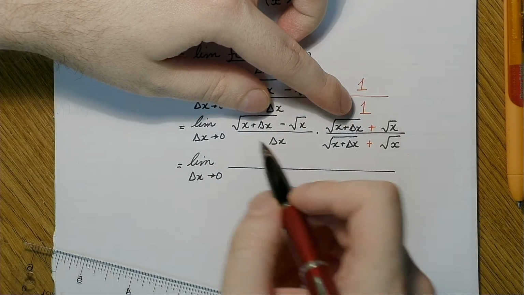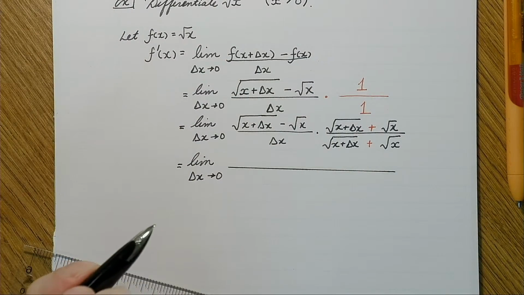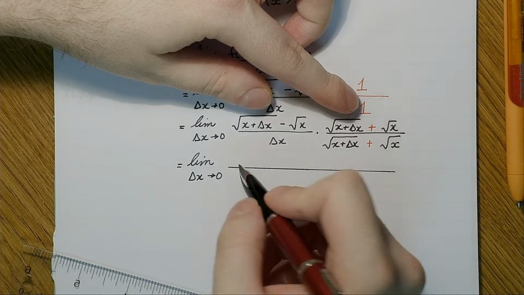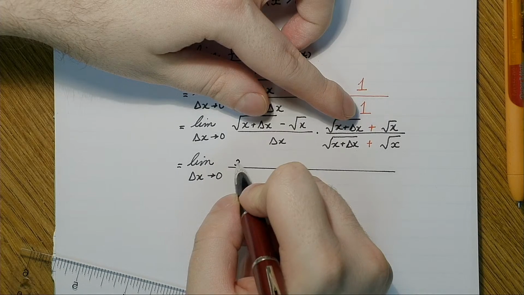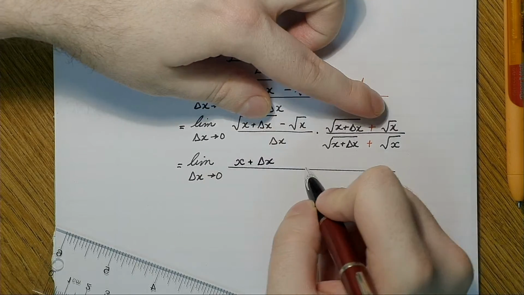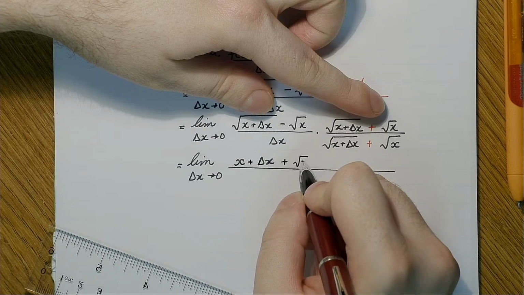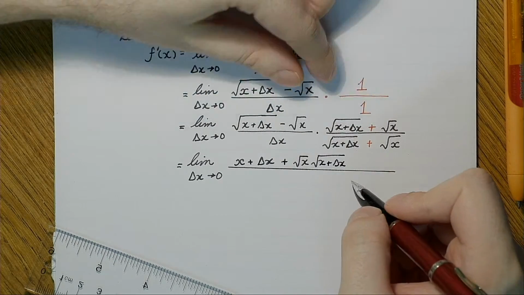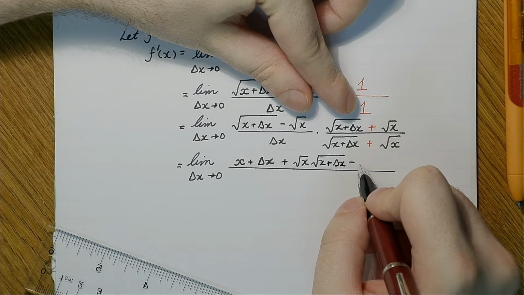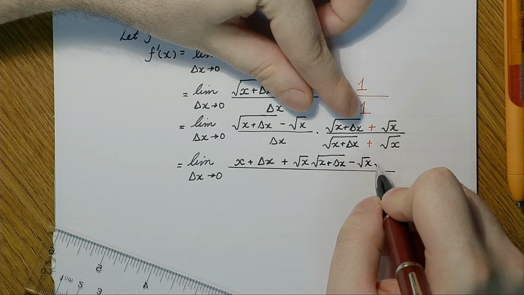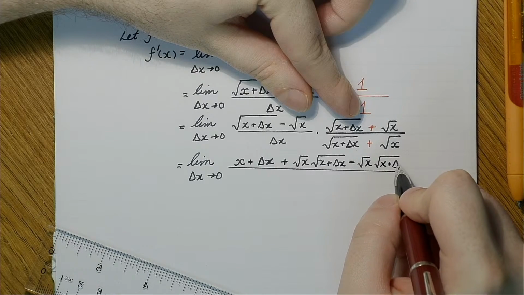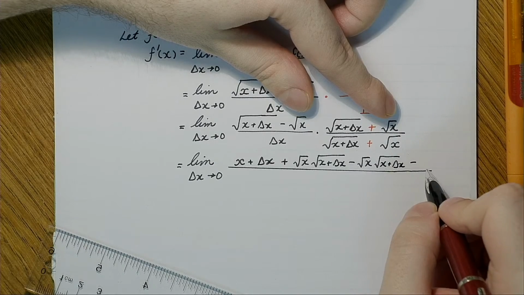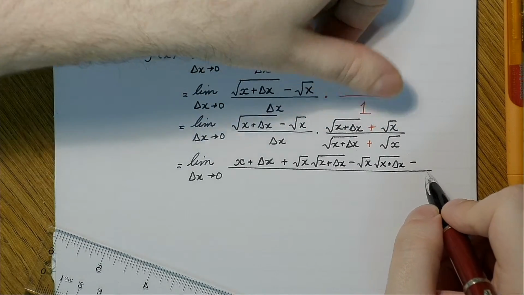So again, I can expand this out. I have a square root times a square root, so that just becomes 1. So it's just x plus delta x, plus square root of x times x plus delta x. Then I have a minus square root of x times x plus delta x. And then I have a minus, a square root times a square root, which just gives me x.